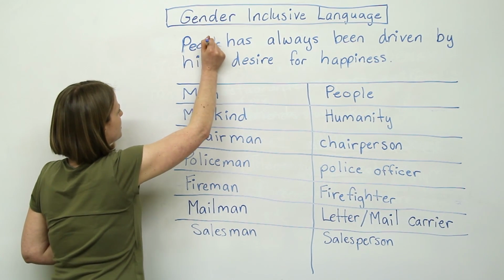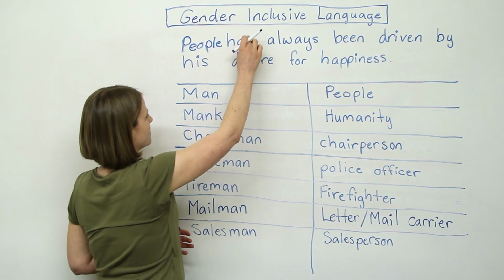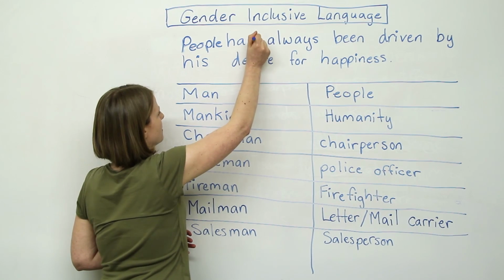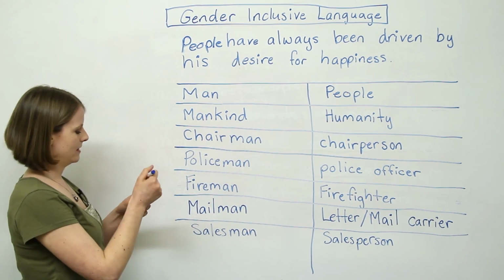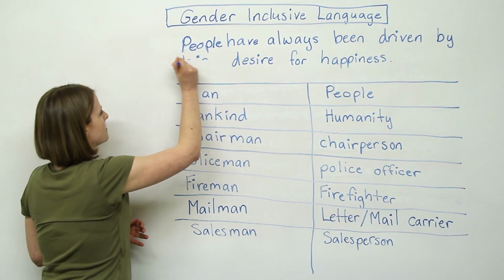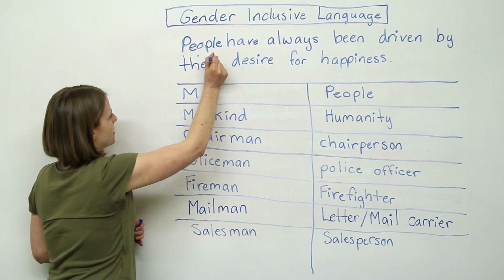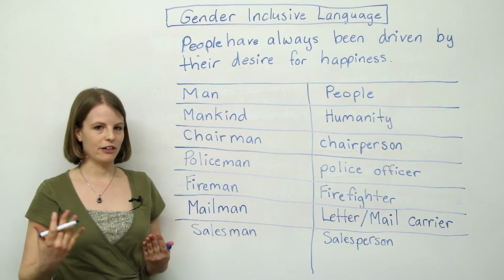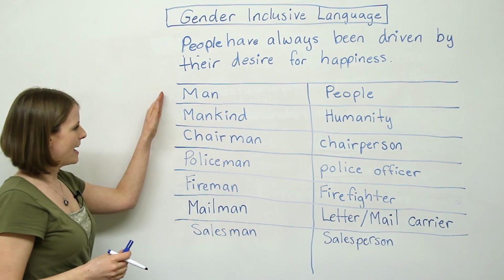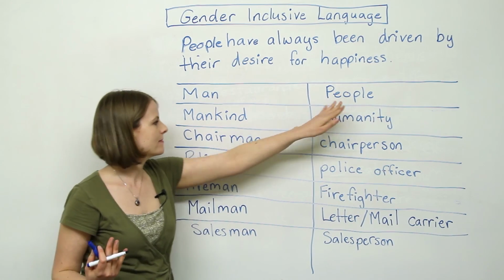Much better. People. So I can say people. In this case, I'd have to change this to have. Always, people have always been driven by their desire for happiness. So this is the first thing I want you to think. Man can become people in gender-inclusive language.